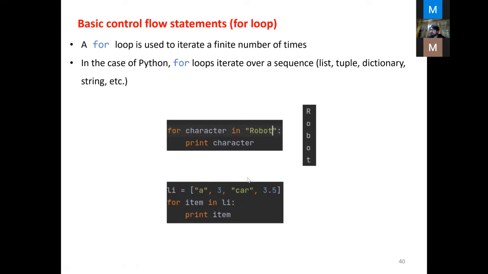Then if we do it for a list, let's say we define this list, which has a character, the number 3, the string car, and a double. Then if we iterate over each item of the list, what's going to print is each item of the list. So A, 3, car, and 2.5.